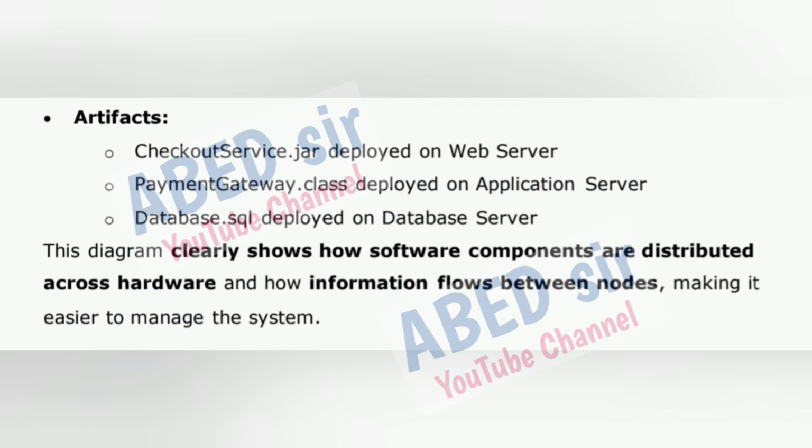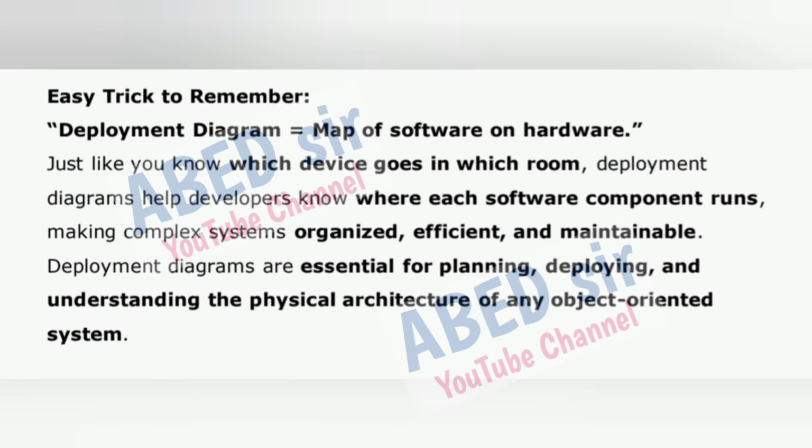Checkoutservice.jar deployed on web server. Paymentgateway.class deployed on application server. Database.sql deployed on database server. This diagram clearly shows how software components are distributed across hardware and how information flows between nodes, making it easier to manage the system. Easy trick to remember. Deployment diagram is equal to map of software on hardware.